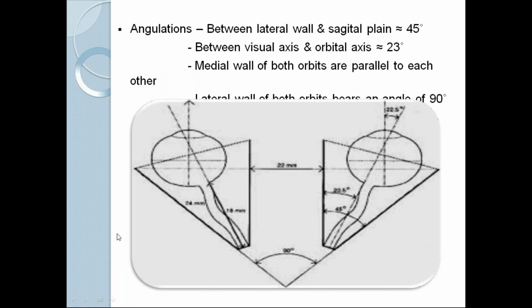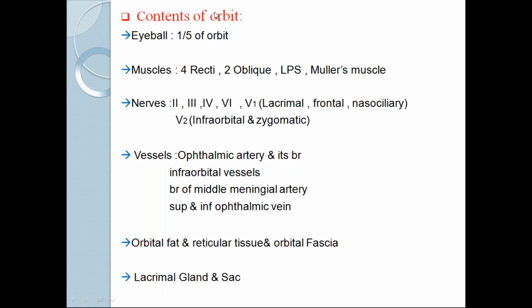I told you what the orbital volume is. Now coming to the angulation between the lateral wall and the sagittal plane, it is approximately 45 degrees. Actually, this is not required for you people.